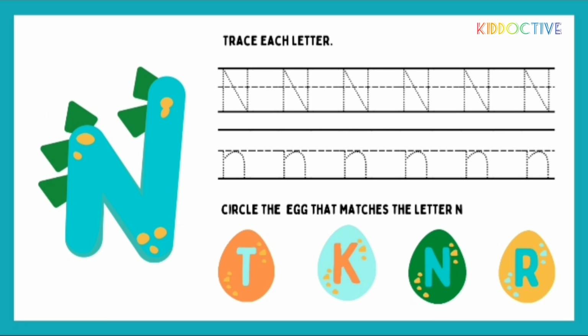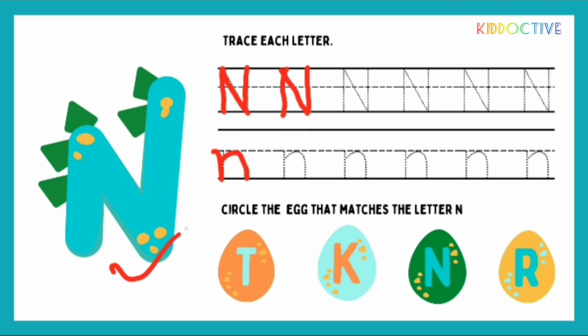Now comes letter N. Letter N, we are going to trace the capital letter. Standing, slanting, another standing line. Now comes small letter N. Okay? Circle the egg that matches the letter N.